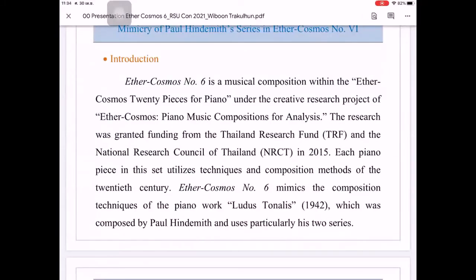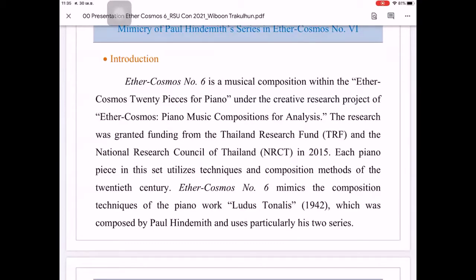Actually, Ether Cosmos number 6 is a musical composition within the Ether Cosmos 20-piece set for piano, under the creative research project of Ether Cosmos piano music composition for analysis. The research was granted funding from the Thailand Research Fund and the National Research Council of Thailand in 2015.